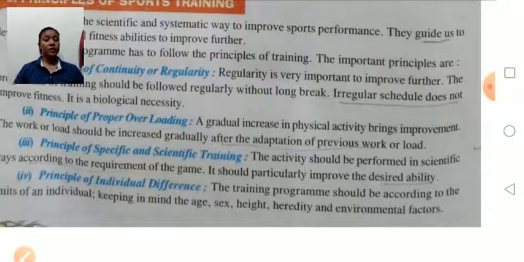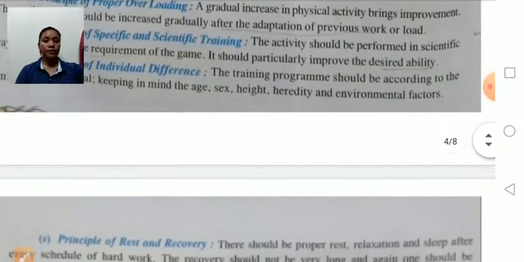Principle of individual difference. The training program should be according to the individual difference, because no two individuals are the same. Every individual is different. So we have to make the training program according to the individual difference. For example, children require more recovery time as compared to adults. Okay, children require a longer recovery period as compared to mature people. So the training program should be according to individual difference.